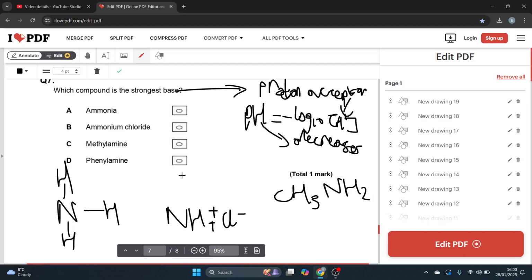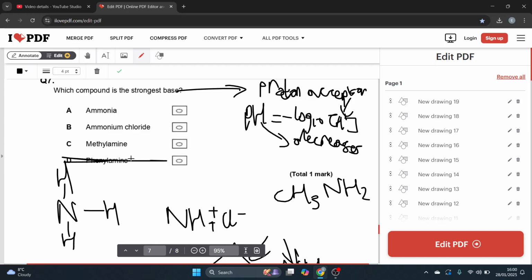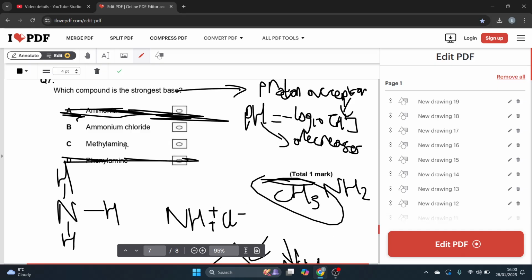Never mind. Phenylamine, well, it's obviously going to have the phenyl group attached to amine. And remember, the benzene ring delocalized is going to cause the lone pair on nitrogen to become delocalized onto the ring. Therefore, that is not going to be the strongest base. Ammonia also is not going to be, so I'm left with B and C. But ammonium chloride doesn't really have an alkyl group. It's got the NH4 plus and Cl minus, whereas C, methylamine, does. Therefore, the answer will be C, methylamine.